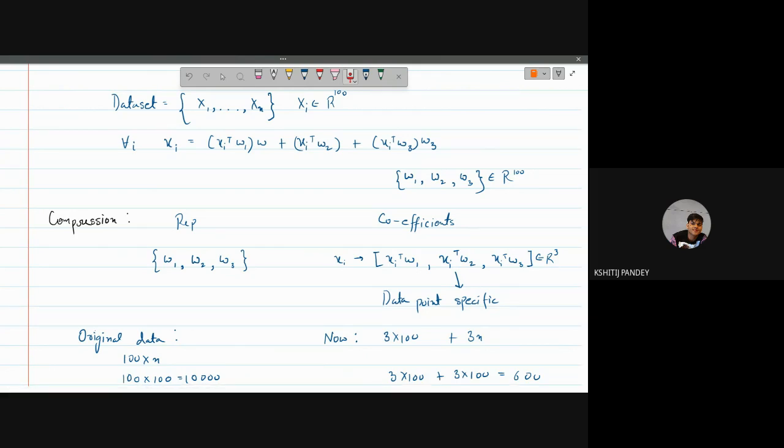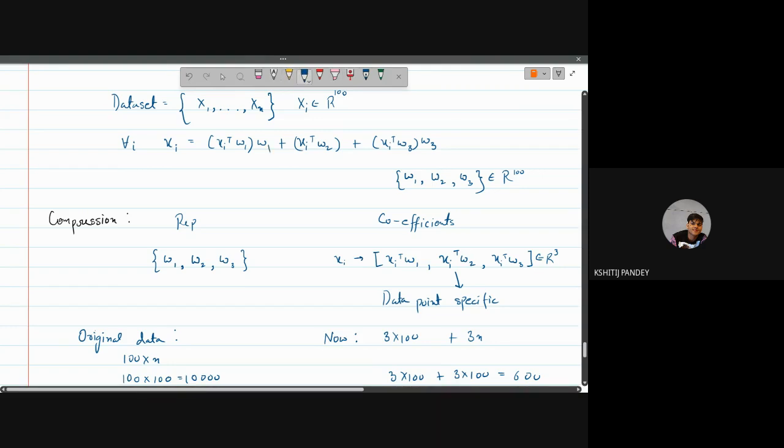Xi transpose W1 into W1. Then xi transpose W2 into W2. Here we'll have W2 and then W3. So each data point can be represented as a linear combination of W's, correct? Correct? Is this clear?